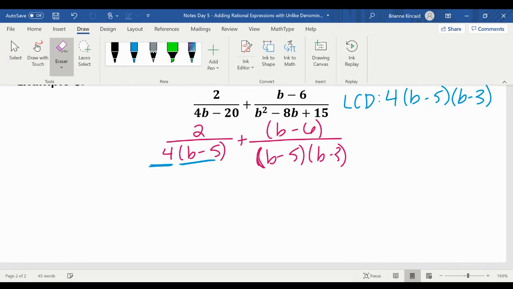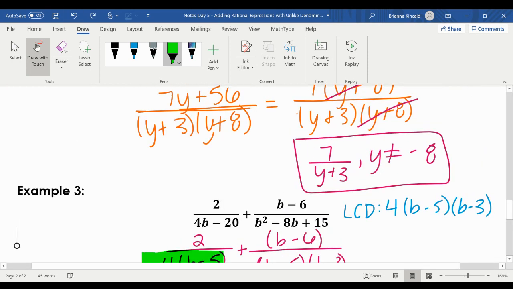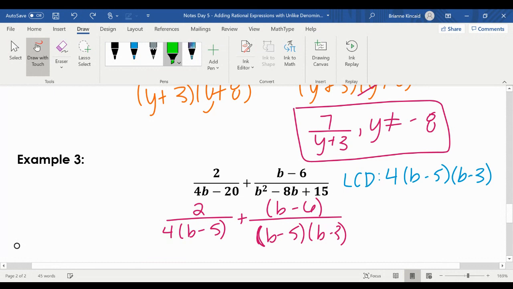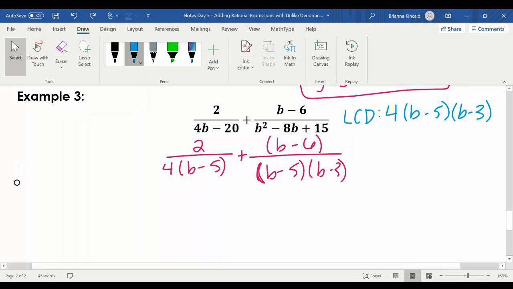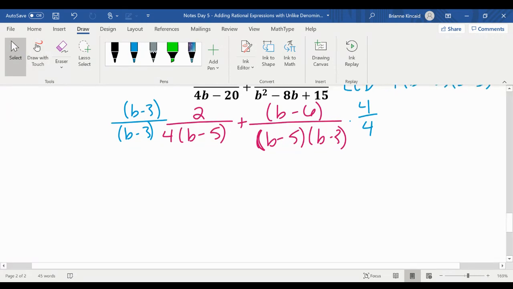Now what we've done in the past is divided to figure out what you need to multiply by. You can also just look at it at this stage. If you look at this first denominator, 4 and b minus 5, 4 and b minus 5. That means what it's missing is the b minus 3. So I multiply numerator and denominator by b minus 3. When I look at the second fraction, it has the b minus 5 and the b minus 3. It's missing the 4, so I multiply by 4 over 4.